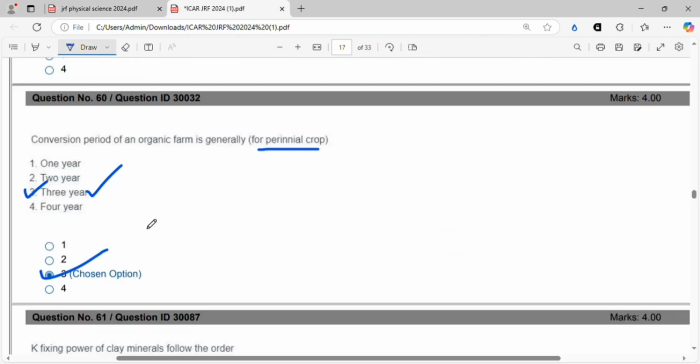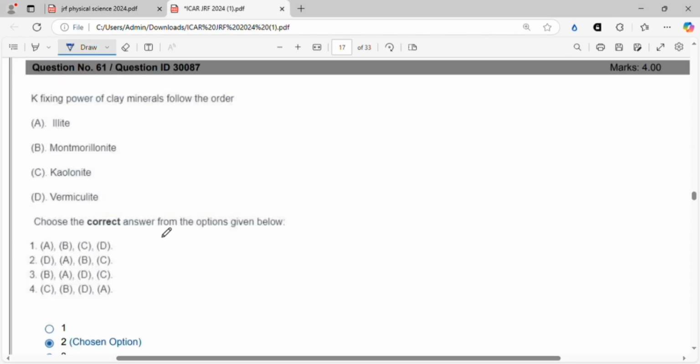All right. So moving on, now comes another question from the potassium chapter. This chapter is also very important and one of the major portions of the classical soil fertility section that also harbors a lot of questions in the JRF. So K fixing power of clay minerals, follow the order. This one you can find in both old ISSS and new ISSS. The order is that first will come vermiculite. Vermiculite, due to its very high layer charge and very high layer charge density, fixes the most amount of potassium. So vermiculite will come first, and here you can see option 2 is already the correct answer because no other option has D as first.